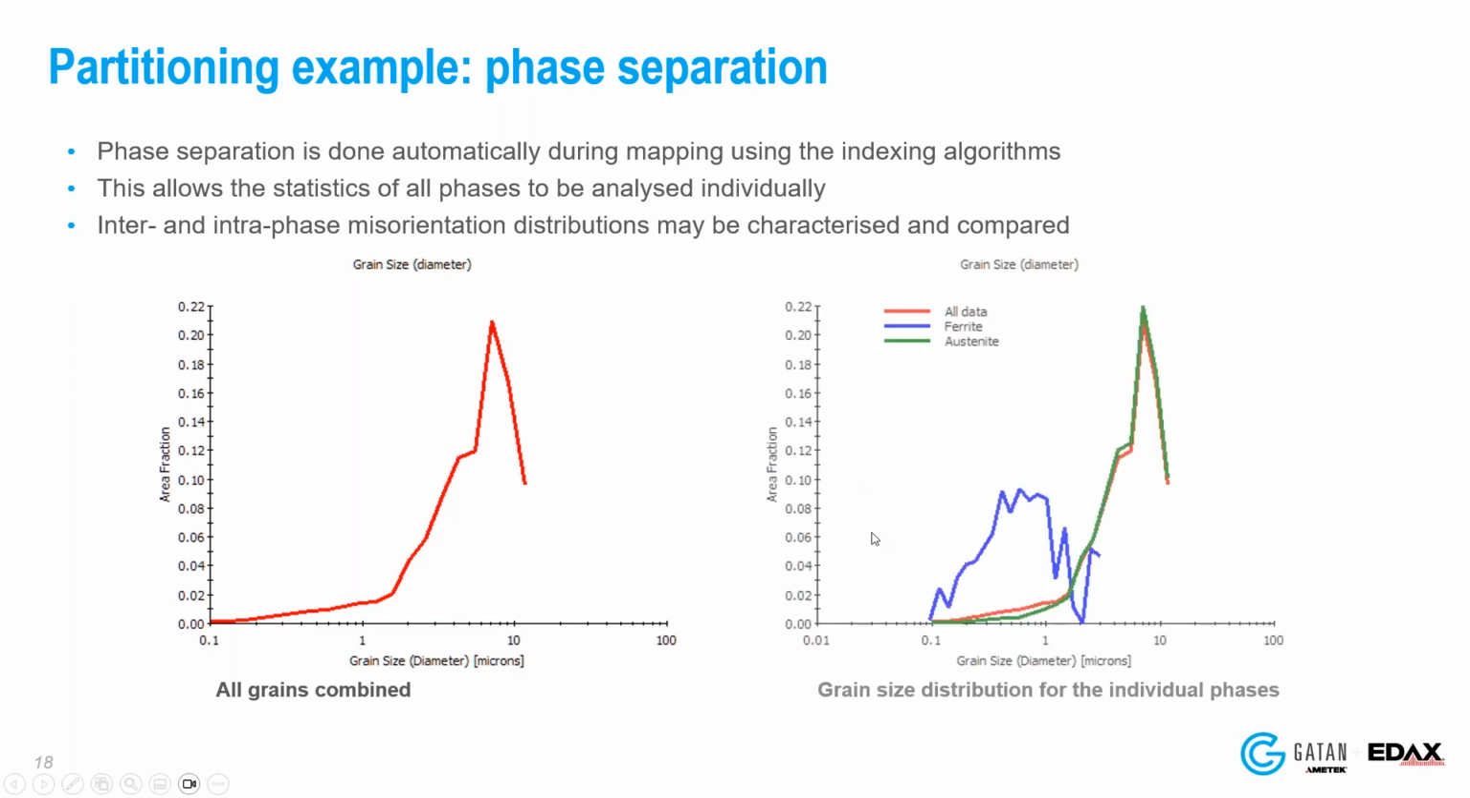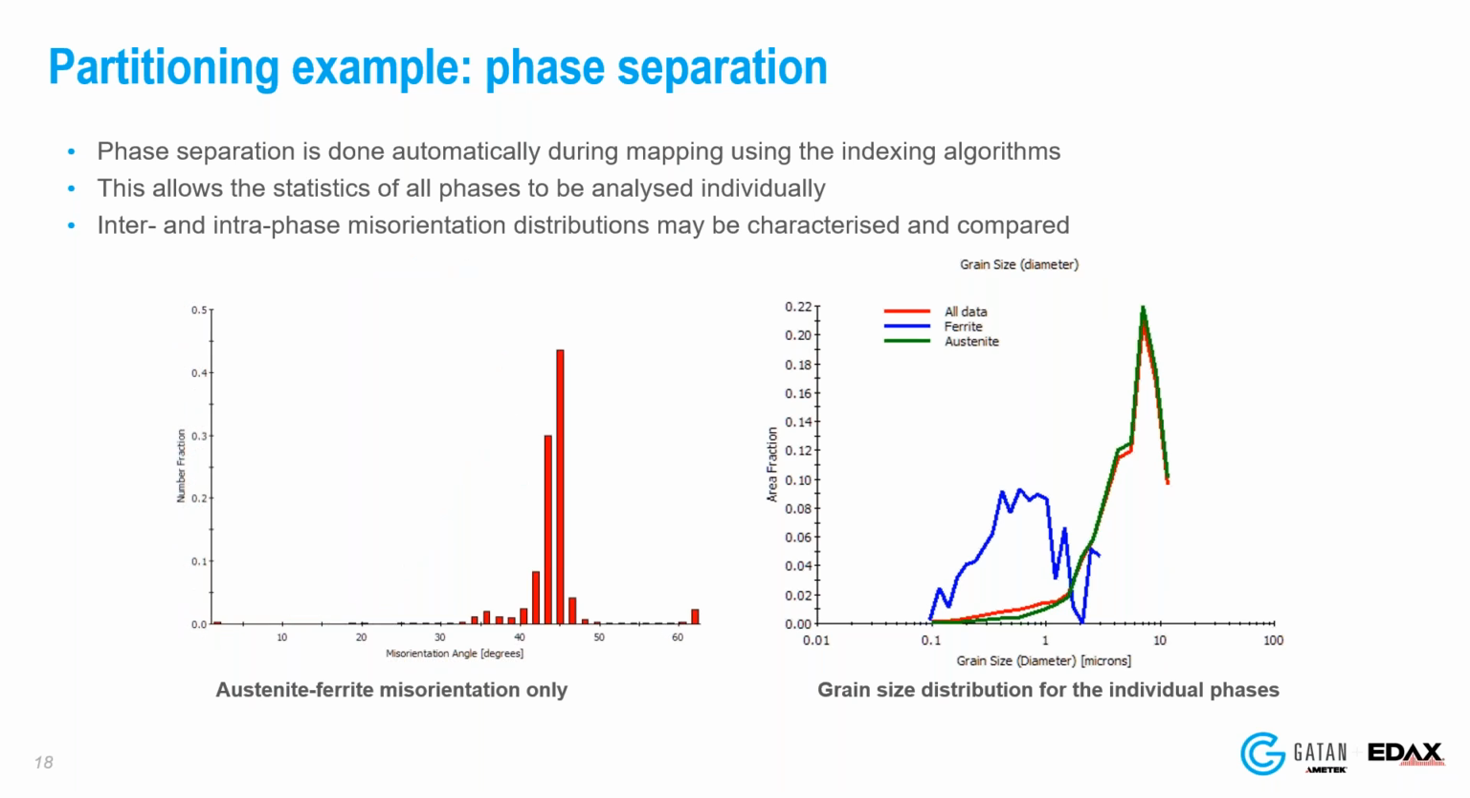But if I do that for the individual phases, you can see a big change. So the red one is the same as on the left, but blue and green are split between the two phases. So I have very small ferrite grains, which are on average about 700 nanometer. And then I have my large austenite grains, which are close to 9 or 10 micron. And when I separate them, I can also look at misorientations between the phases.